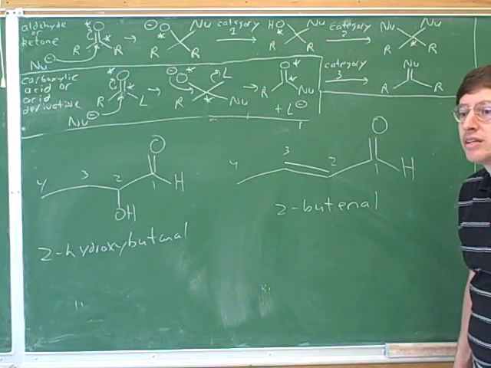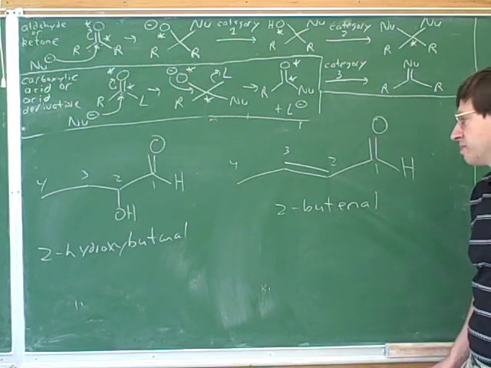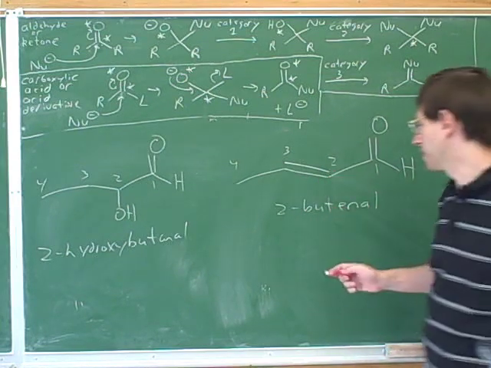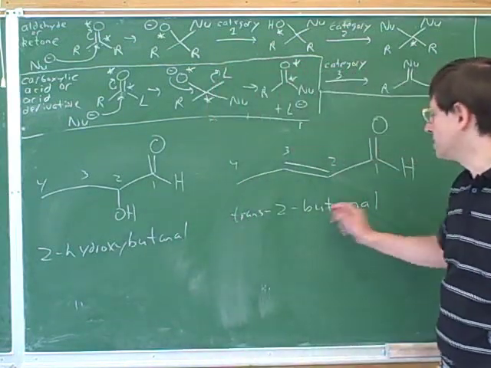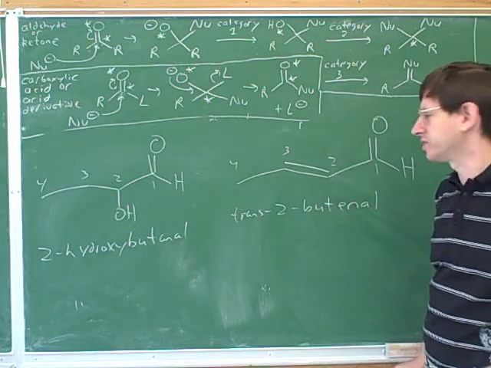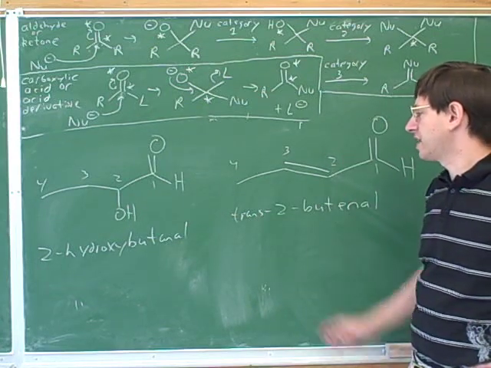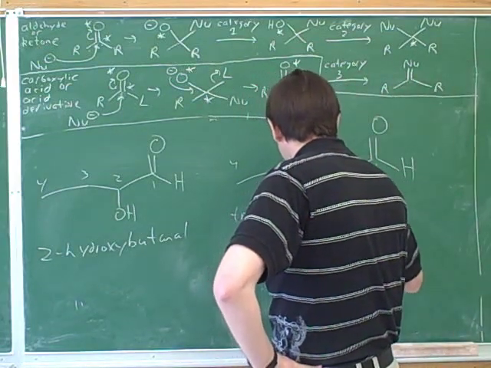Sorry? E or trans. In this case, it would be permissible to say either E or trans because there's only one substituent on each carbon. So we could call this trans-2-butenal, or if you wanted to, you could call it E because they're on the opposite sides. Either would be logical here. Maybe it's safer to say E because that's always permissible. So we could also call it E-2-butenal.